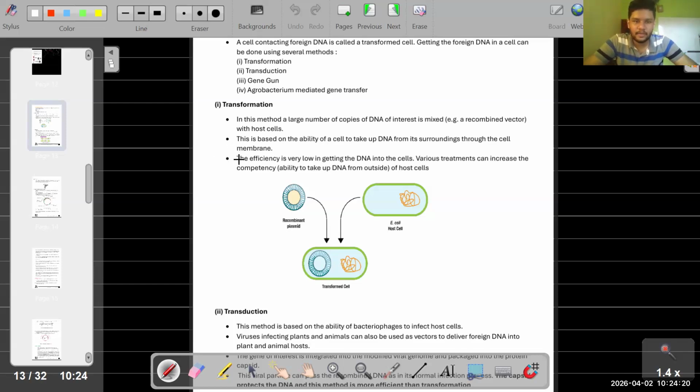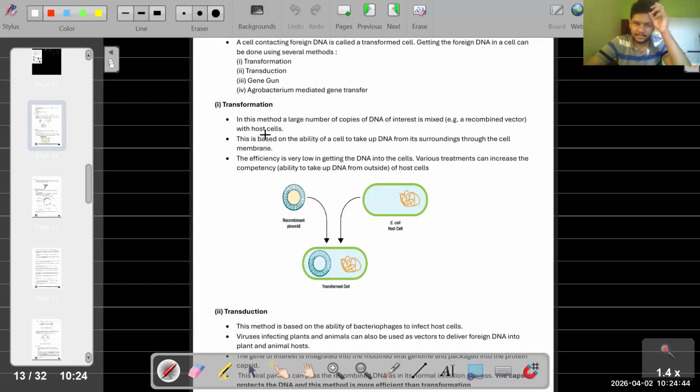Yes. Okay. Third point is the efficiency is very low. Now, this we have learned. We know that the efficiency of transformation is very, very low. There we learned that the efficiency is low. Why? For every transformed cell, millions and billions of non-transformed cells are produced. Second, they said that transformed host cells cannot be distinguished from non-transformed host cells.